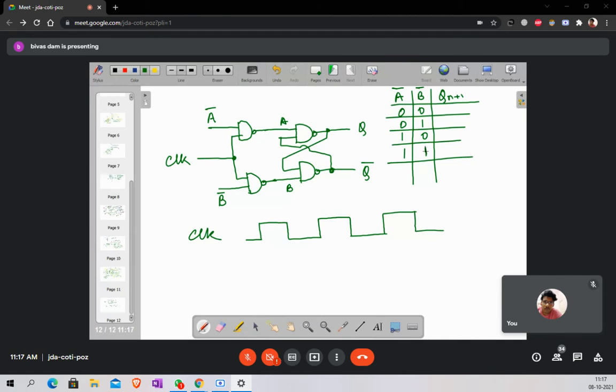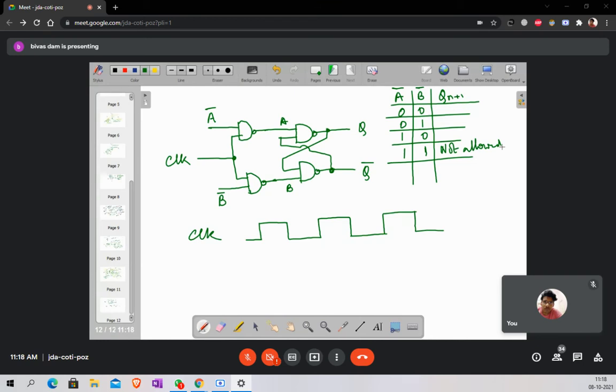By the way, for a basic NAND latch, which input combination is prohibited? 0-0. So if AB 0-0 is prohibited, in that case, what values of A bar B bar will be prohibited? 1-1. This is not allowed.